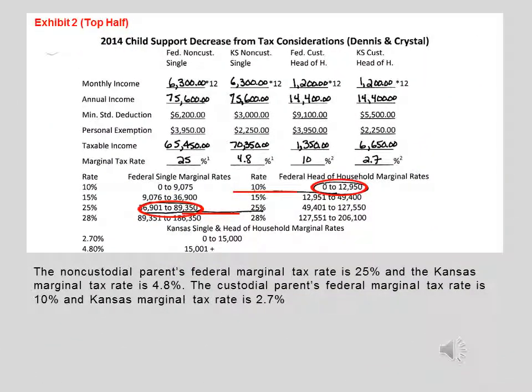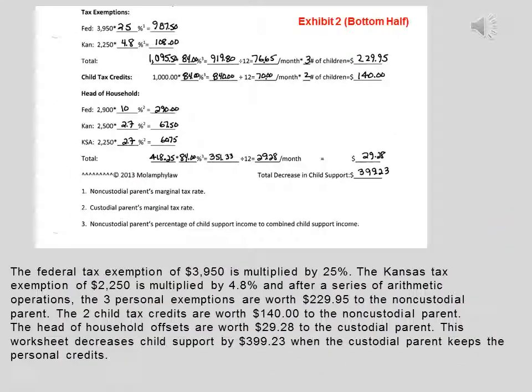The non-custodial parent's federal marginal tax rate is 25%, and Kansas marginal tax rate is 4.8%. The custodial parent's federal marginal tax rate is 10%, and Kansas marginal tax rate is 2.7%. The federal tax exemption of $3,950 is multiplied by 25%. The Kansas tax exemption of $2,250 is multiplied by 4.8%.